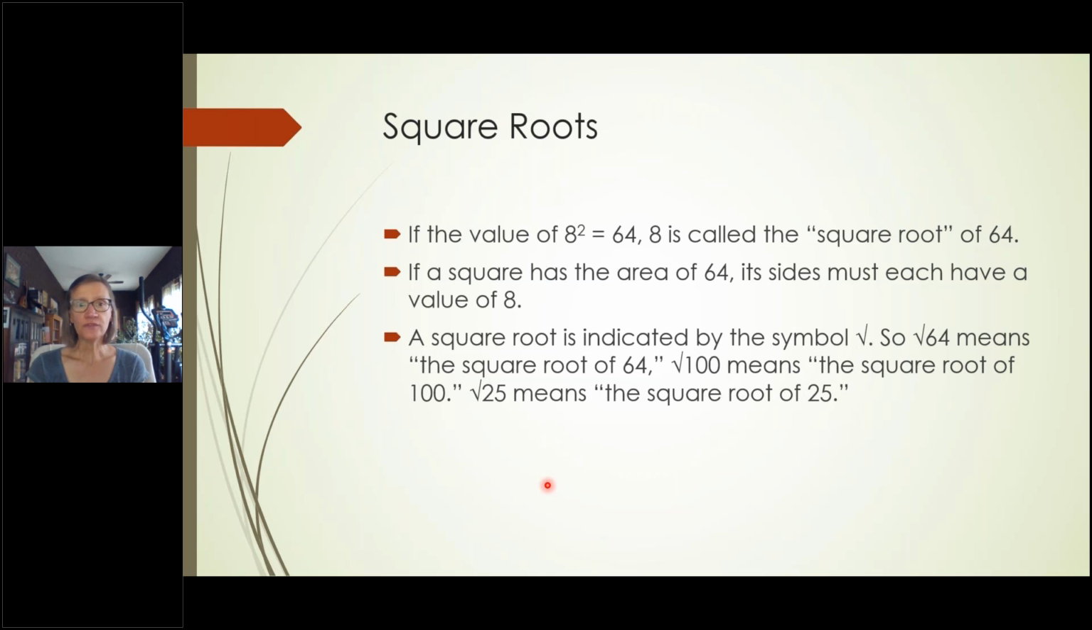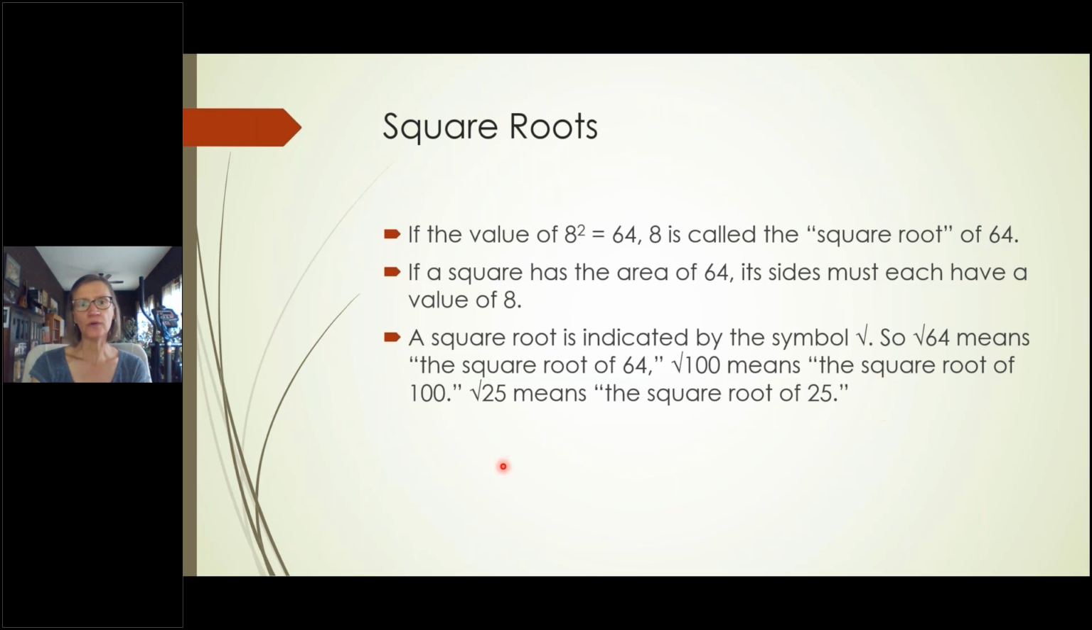This comes, again, from that square that I was talking about earlier. If a square has an area of 64, its sides must each have the value of 8. A square root is indicated by this symbol here. When you see that symbol, and a lot of times it has a line that goes all the way over the number, it means the square root of 64.